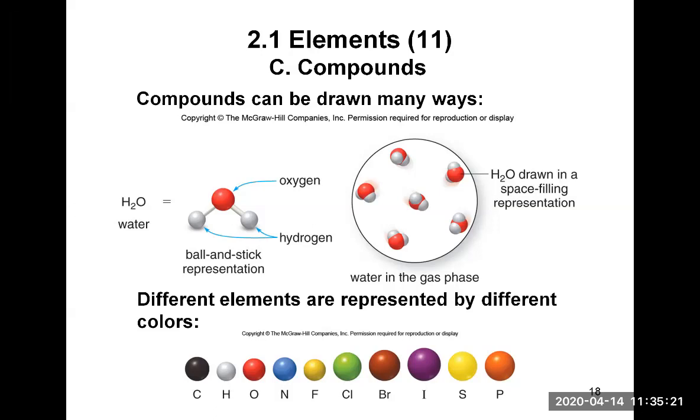Fluorine is yellow. Chlorine is green. The chlorine gas is a green gas, also called mustard gas. Bromine is a brown liquid. Iodine is a purple solid. Sulfur is a yellowish powder. And phosphorus is represented as orange. So these are the conventions for the colors. And that's the end of section 2.1.